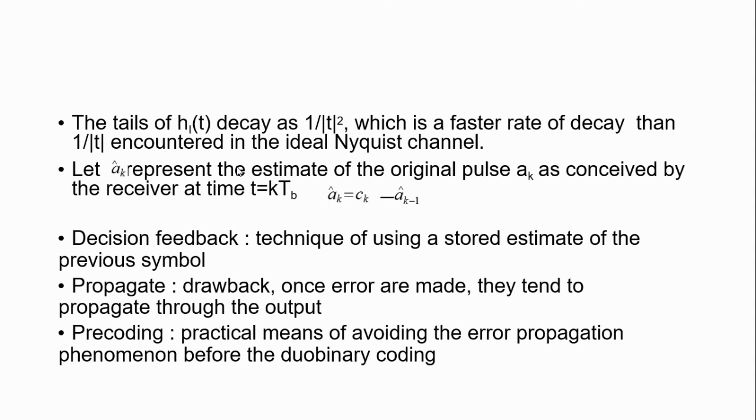Decision feedback is the technique used to estimate the previous symbol and propagate. If one error is possible, that error is propagated through the output. Pre-coding is the practical means of avoiding the error propagation phenomenon before the duo binary coding. Now we will see pre-coding.